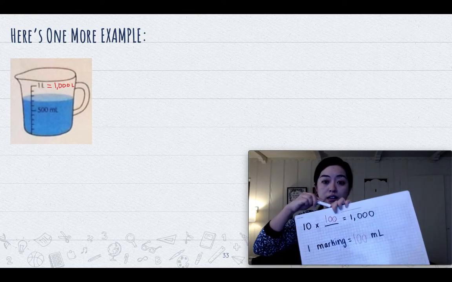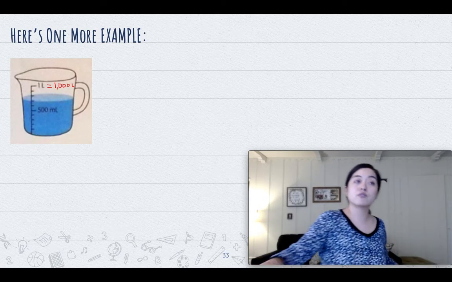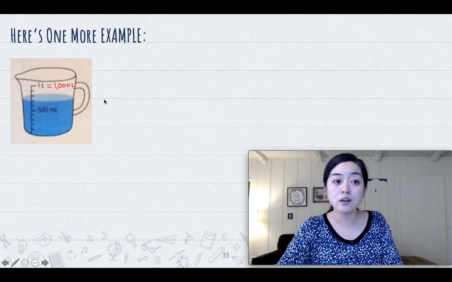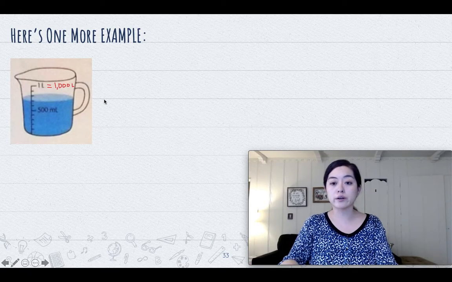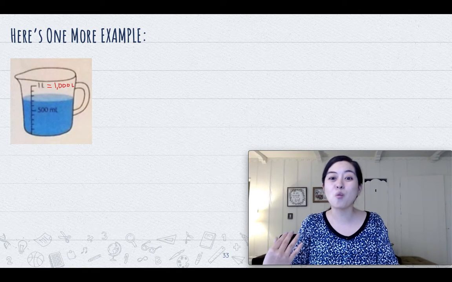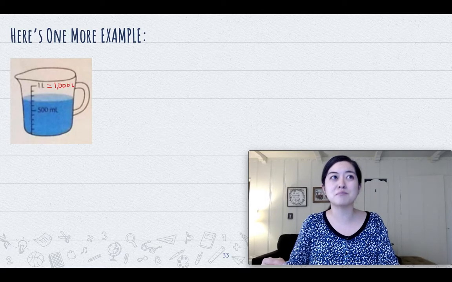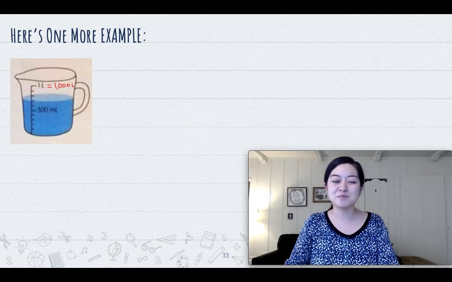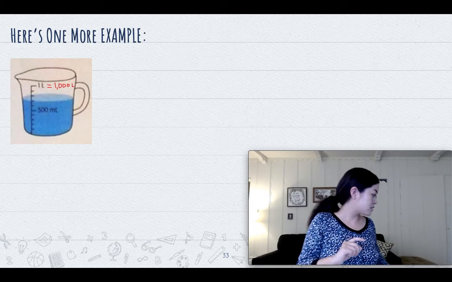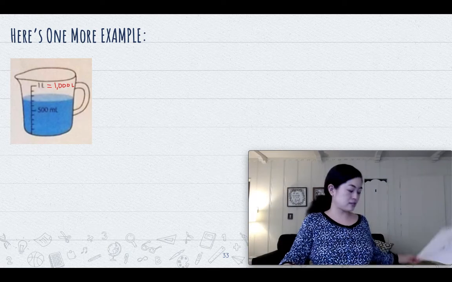Okay, so let's count by 100s. So we'll start at 500 because that's marked for us over here. So it's 500, 600, 700. Oh, so the volume of the water is 700 milliliters. The capacity of this measuring cup is 1 liter or 1,000 milliliters. I put liters, but that should be milliliters, okay? Sorry. And then one marking is equal to 100 milliliters.